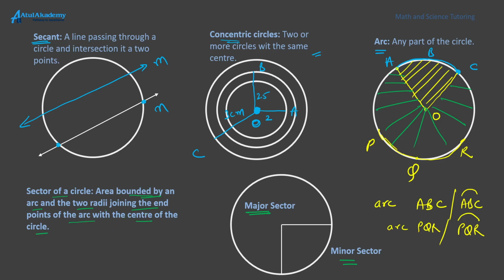Now let me try to name them. If I name it as O, A, B, C, and let me take this one as D. So how do I name this sector? The minor one will be sector OABC, and the major one will be OADC. This is how I name the sectors.